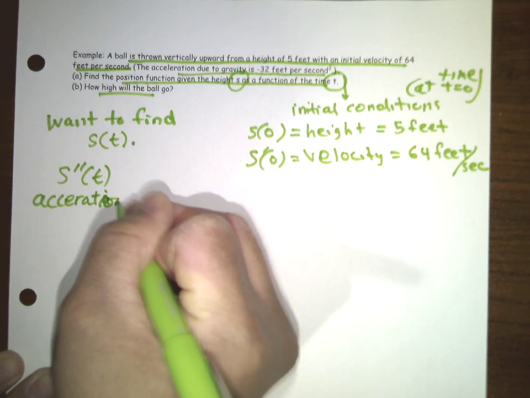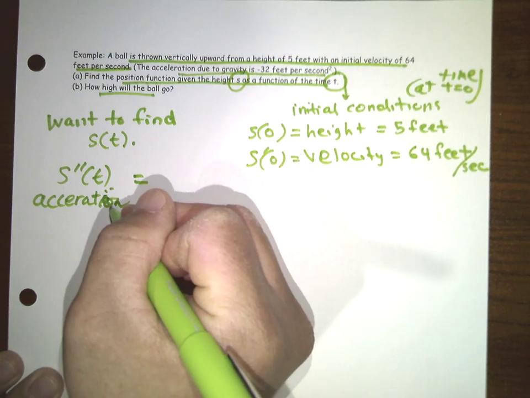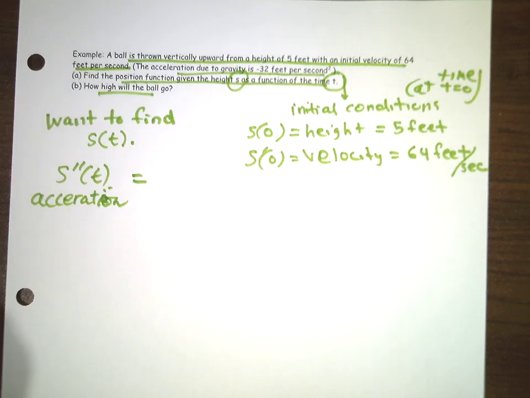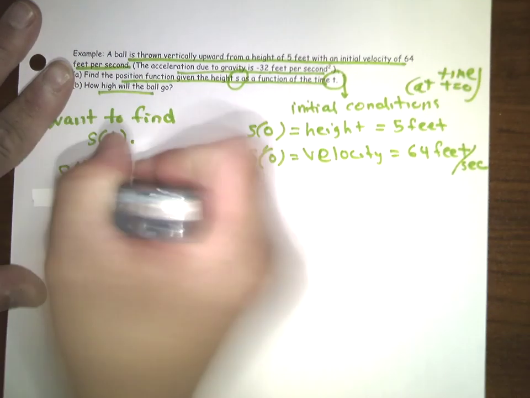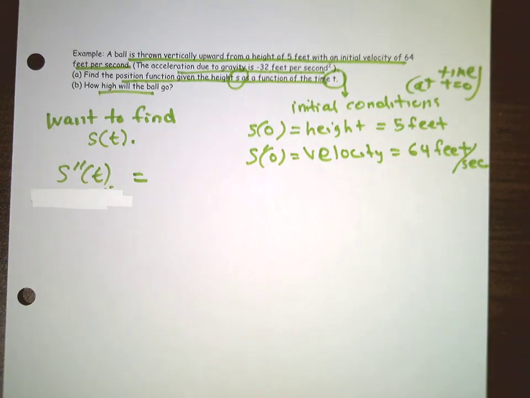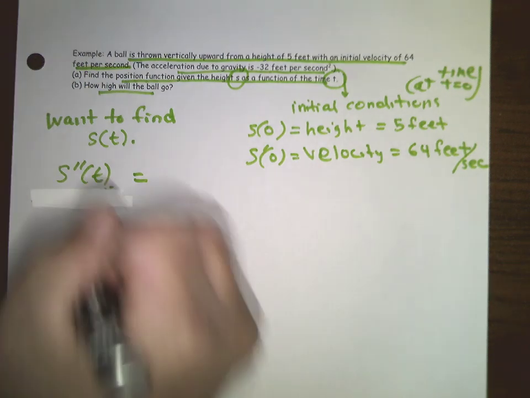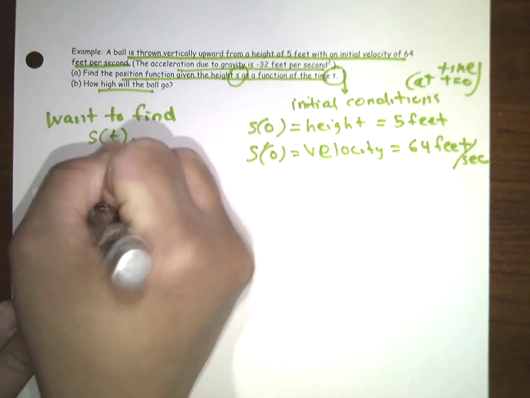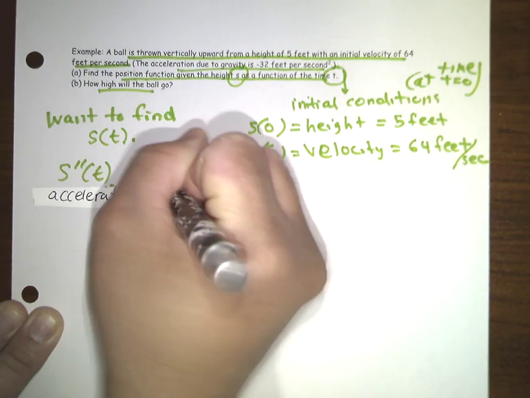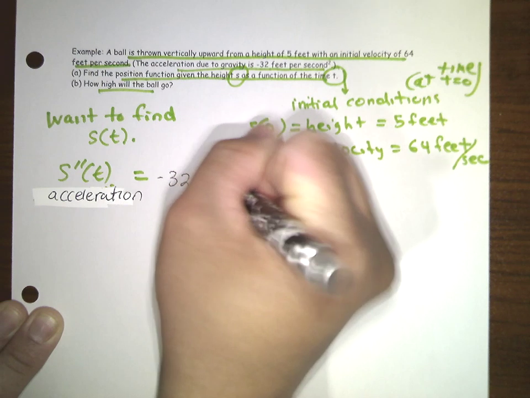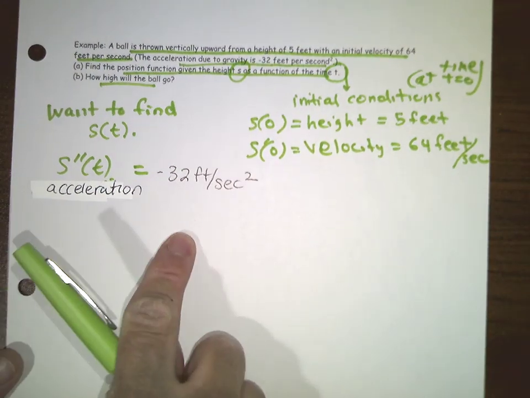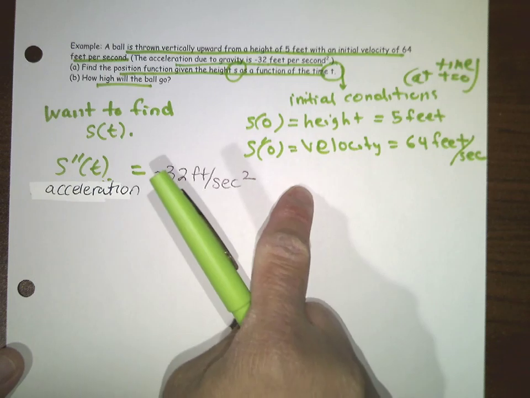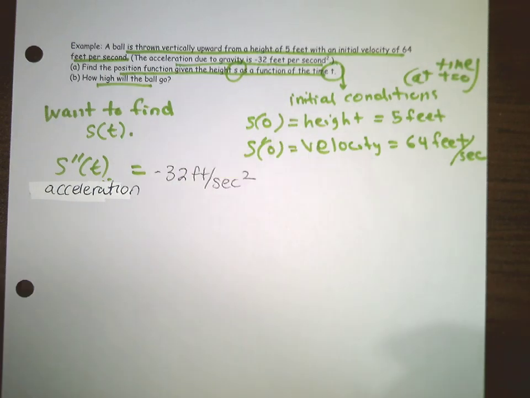All right, acceleration is actually, yeah, okay, you're right. I spelled acceleration wrong. So the acceleration then is negative 32 feet per second squared. So I can use that information to figure out what the velocity is and then what the height is.